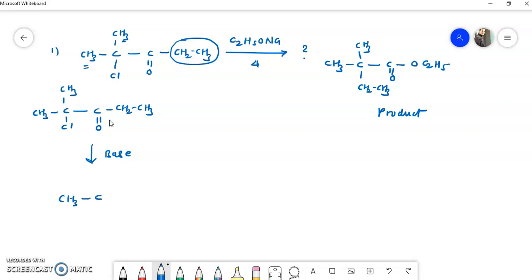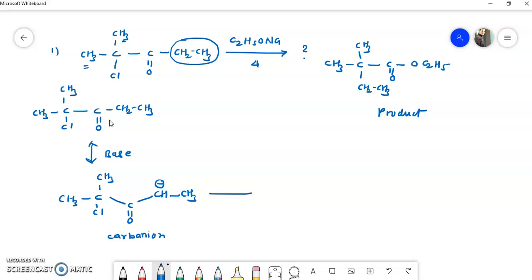How is the carbanion formed? See, CH3. So I will draw it in this way to understand the mechanism. CH, now here is a negative charge, CH3. Why is there a negative charge here? Because the base has abstracted the proton on this carbon, and this will be in resonance with this starting material. This is the intermediate carbanion which is generated.